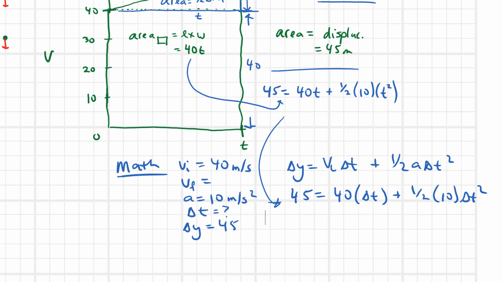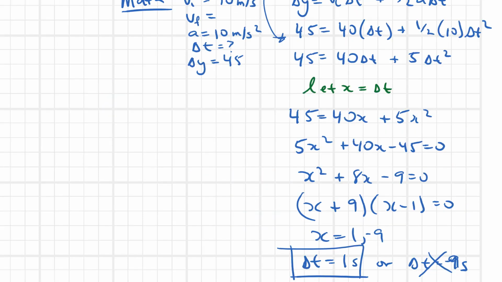And I think I'll do the same thing here. Once I clean this up a bit, I'm going to do the same thing I did before, and I'm going to substitute an x for delta t. And then I'll solve it. Okay, so when I solve it, it looks pretty well like the same quadratic equation that we did before, and we end up getting either 1 second or -9 seconds, so I chose the 1 second.